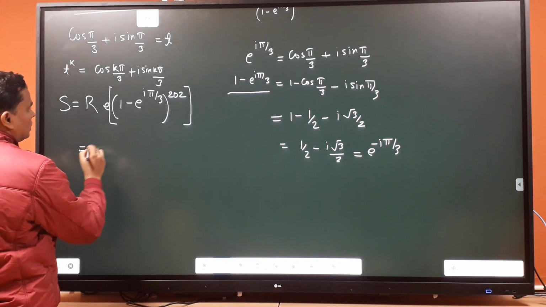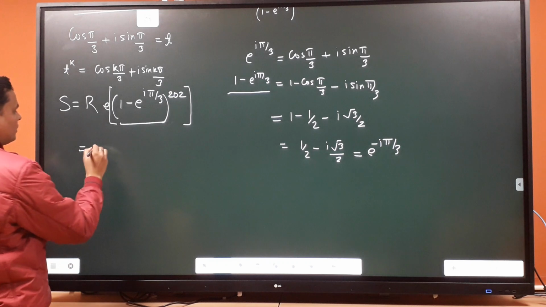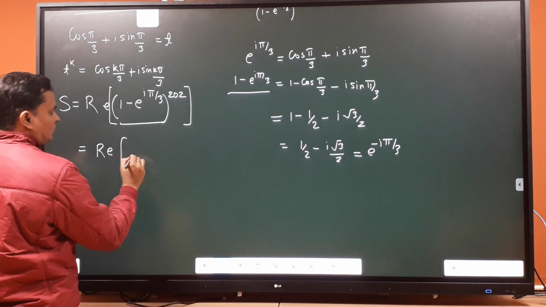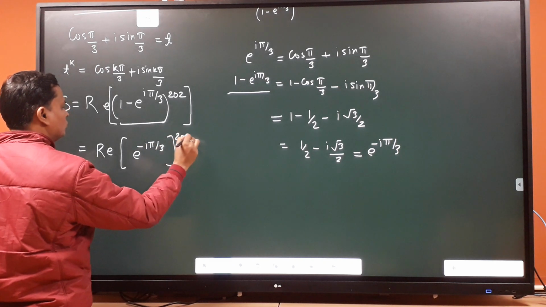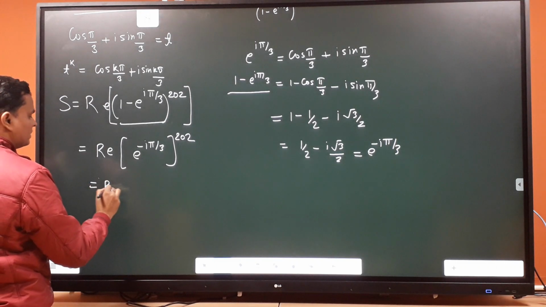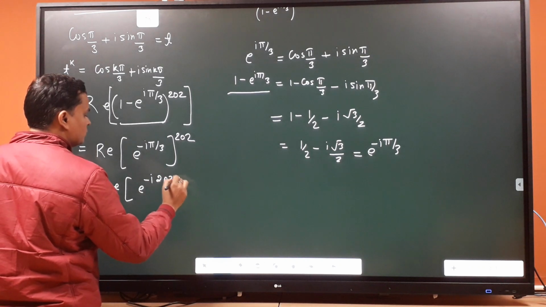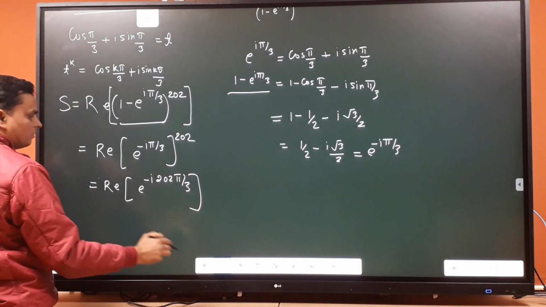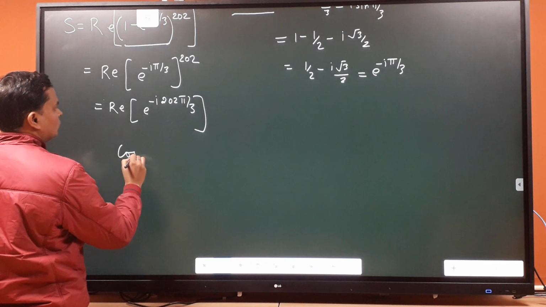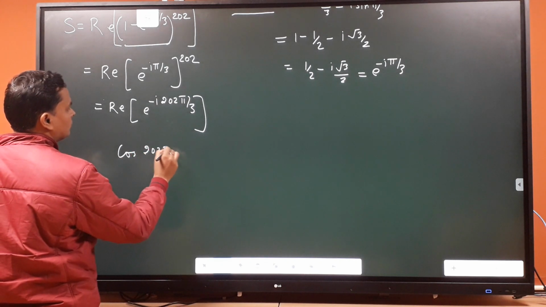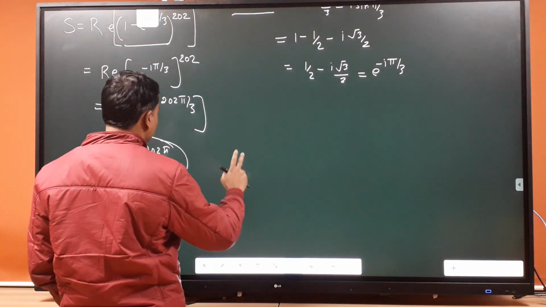So, we can substitute in this place the value e to the power minus i pi by 3. Here we would be writing the real part of (e raised to the power minus i pi by 3) to the power 202. Now, by de Moivre's theorem, we can write it as e raised to the power minus i 202 pi by 3. The real part would be equal to cos 202 pi by 3. So this would be the answer. The value of that particular series would be cos 202 pi by 3.